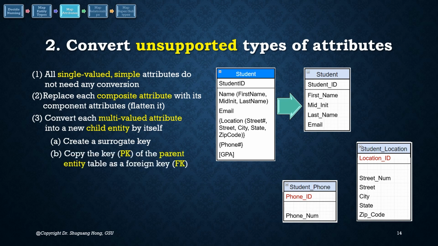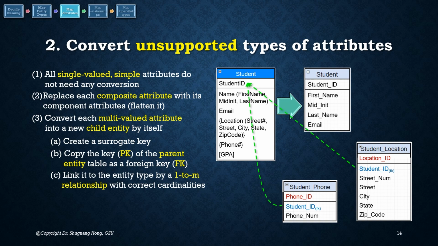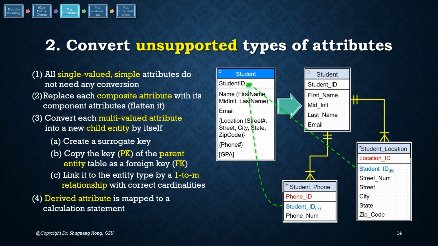We then insert the primary key of the student table into the new tables, student location and student phone, as foreign keys to establish the relationships back to the student. Those new relationships are one-to-many relationships with mandatory participation, assuming that location and phone number are required attributes in the conceptual ER model. Each computed attribute is not mapped to a stored field. Instead, its calculation is written down in the design document and the user guide later to compute the GPA information.